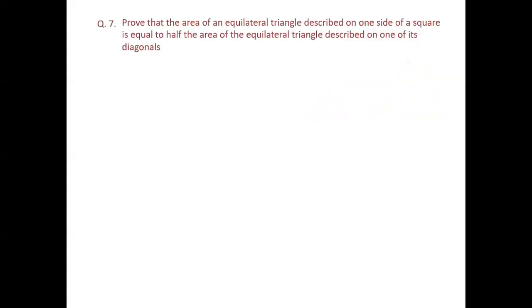Seventh question. Prove that the area of an equilateral triangle described on one side of a square is equal to half the area of an equilateral triangle described on one of its diagonals. This is a square, because it's the area of an equilateral triangle described on the side of a square. So this is a square. Let's name it A, B, C, D.